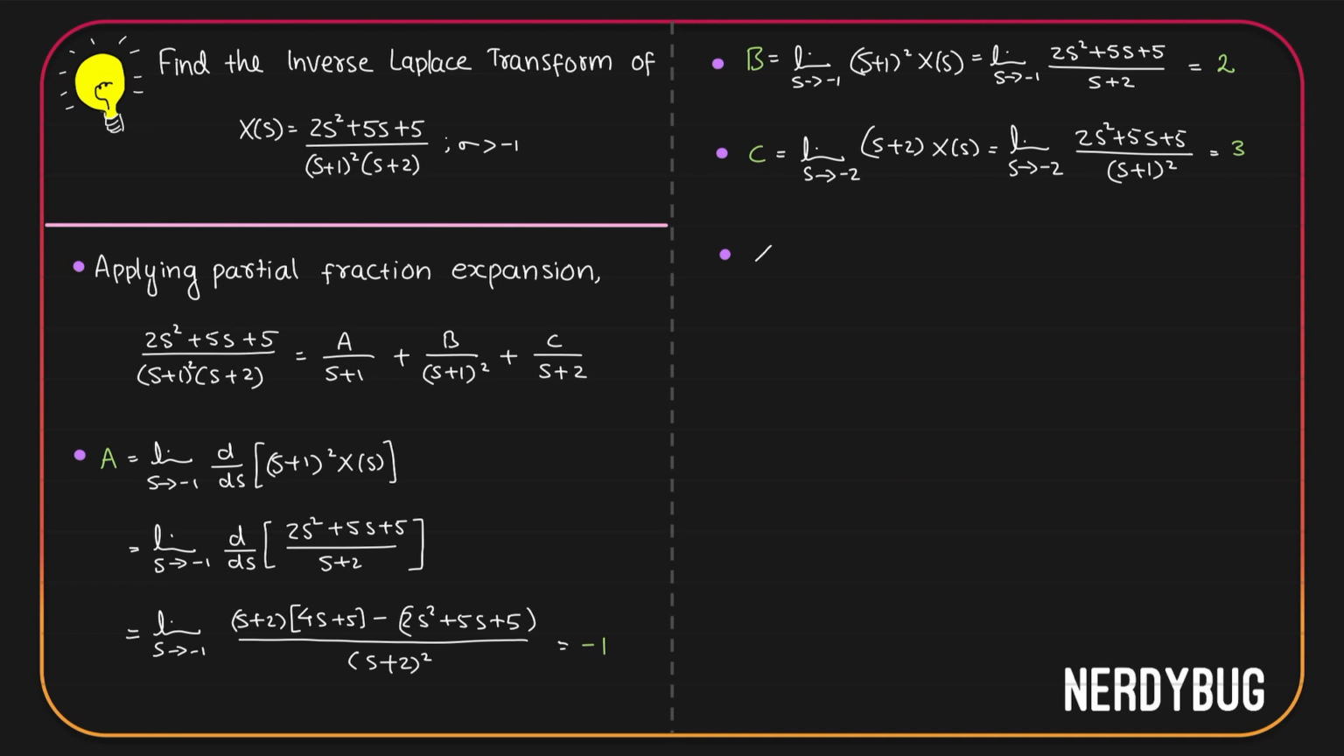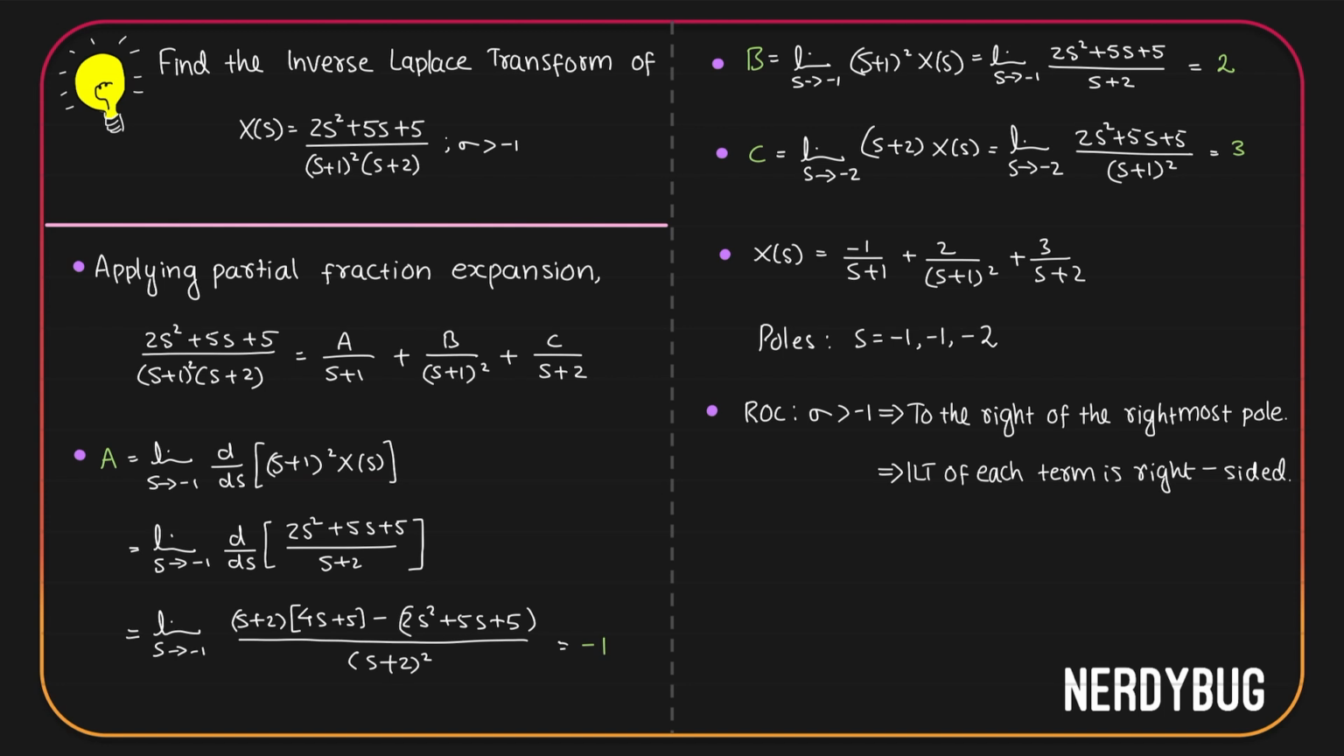So we can write X(s) like this: X(s) is -1/(s + 1) + 2/(s + 1)² + 3/(s + 2). It has 3 poles, one at s = -1, the other at s = -1, and the other at s = -2. Here -1 is the rightmost pole, and in the question it is given sigma is greater than -1. So the ROC is to the right of the rightmost pole. That means the original signal should also be right-sided.